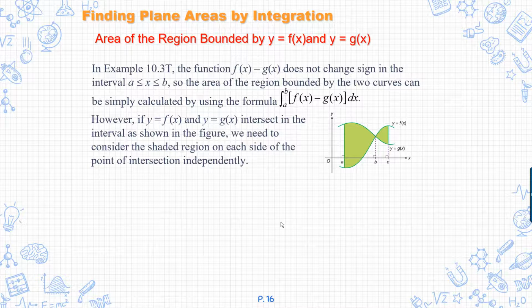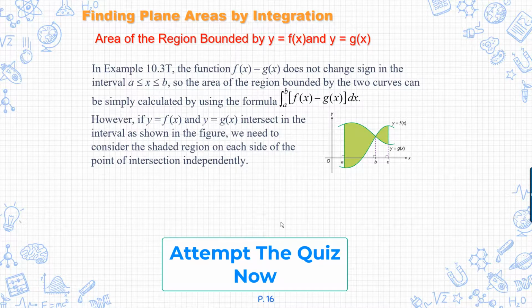So my take-home for you is, irrespective of the positive or negative nature of f(x) and g(x), which one is above, which one is below, irrespective of all that, you just do one thing: integrate from a to b f(x) minus g(x) dx, and this is your answer. If it is positive, take it as it is. If it is negative, take the absolute value of it. This can be a very quick way to solve very special problems.